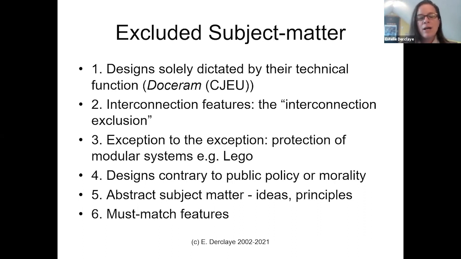And then there are features that also must match. So, for example, you have a car that has a bonnet, any car will have a bonnet, will have a roof, it will have rear view mirrors, doors, etc., and they match. So if you put the roof of a Volkswagen over the car that's a Ferrari, for example, it won't match. Okay, so there are certain things that you should be able to reproduce again as an independent repairer, so they're excluded from protection by design law.